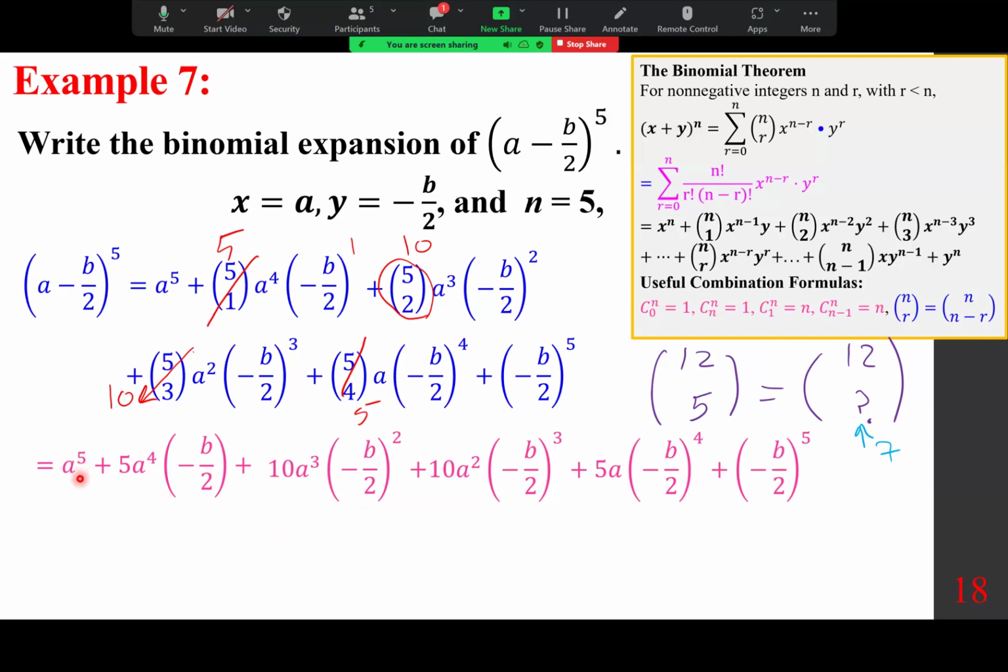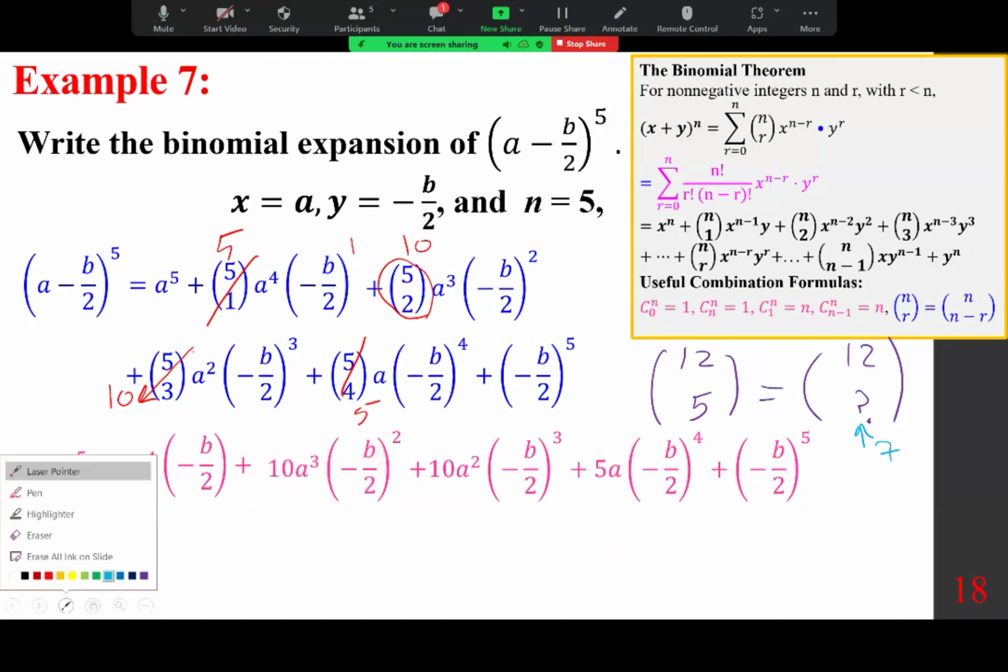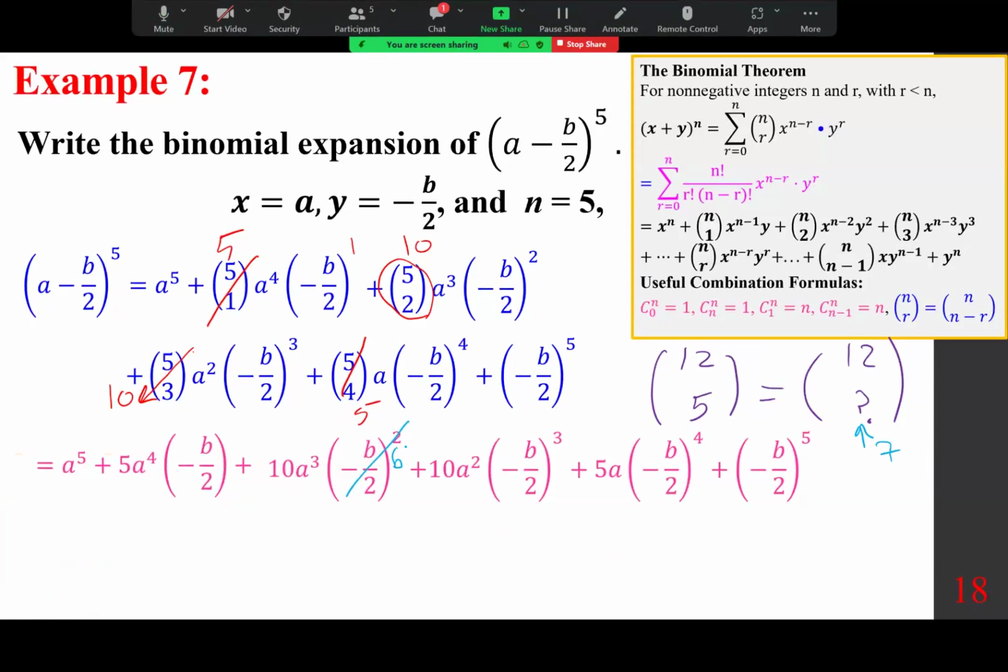So this is a to the power of 5. This is minus 5 halves a to the power of 4 b. This one is with this negative sign. Well, this is b squared over 4. So this is 10 over 4, which means 5 halves a cubed b squared. And it's positive because this is being squared.